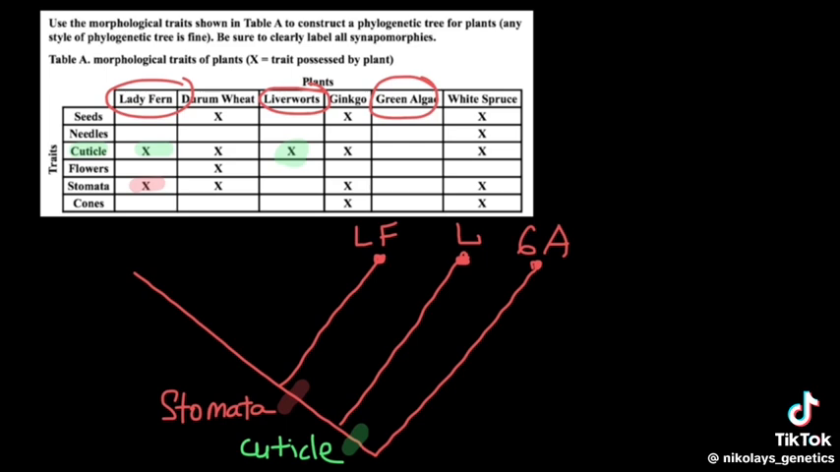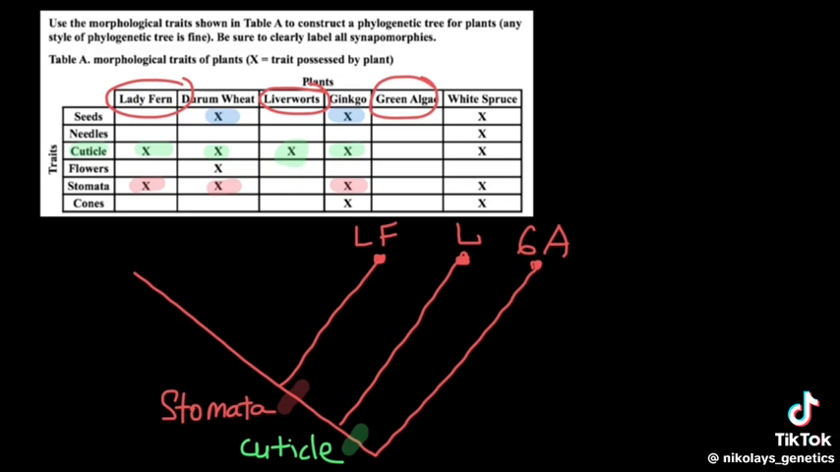Next we are looking for the plant with three traits, but there is no such plant here. We have durum wheat with four traits and ginkgo also with four traits. Let's check those traits. Both of them have cuticle, so they have passed this bar. Both of them have stomata, and both of them have seeds. Durum wheat and ginkgo have seeds, and we don't have this trait here.